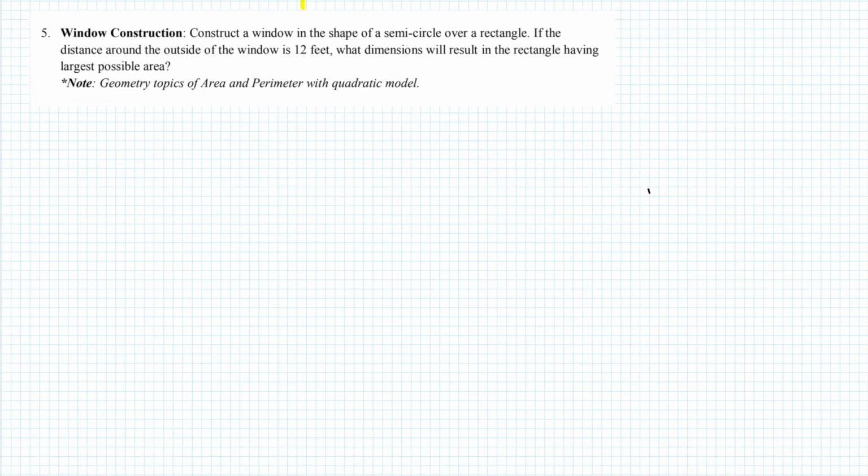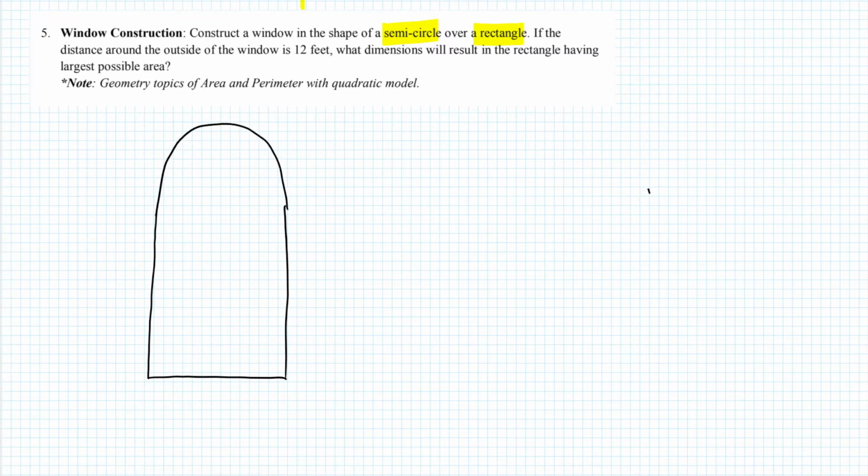All right, so this problem says, construct a window in the shape of a semicircle over a rectangle. If the distance around the outside of the window is 12 feet, what dimensions would result in the rectangle having the largest possible area? So I had to think about the shape for a second, but the shape is going to be a rectangle with a semicircle over it.